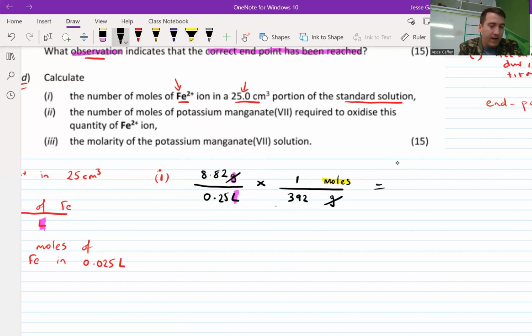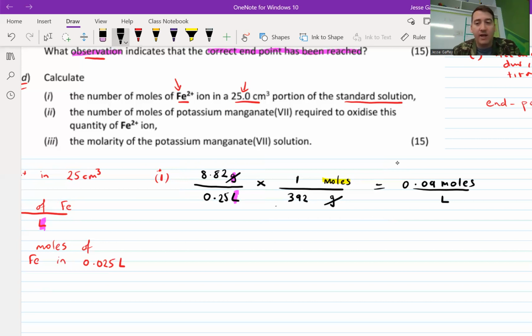We've got 8.82 grams per 0.25 liters, and then times this by 1 mole for 392 grams. And the answer I'm getting here is 0.09 moles per liter. Okay, so that's 0.09 moles per liter. So that would be moles in a liter, okay?